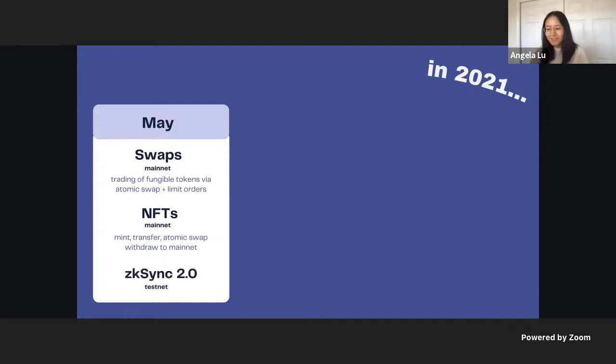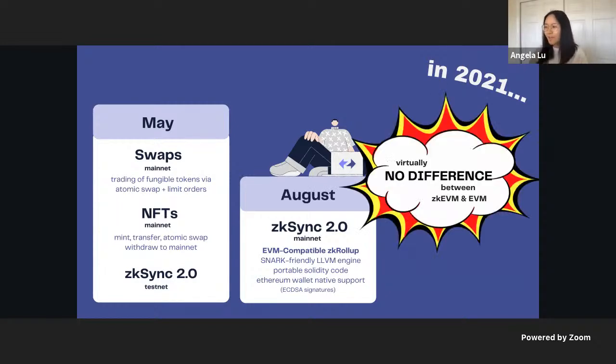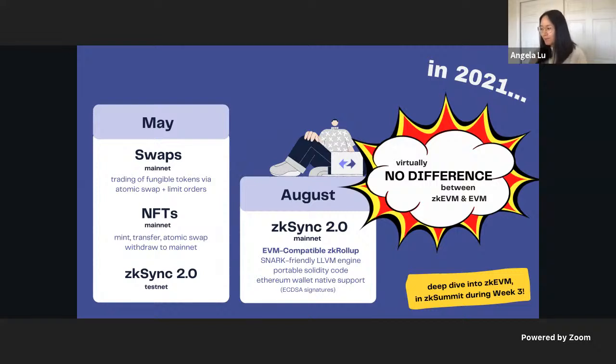And then lastly, we have the zkSync 2.0 coming to testnet in May. zkSync 2.0 is our EVM-compatible ZK rollup. We built a snark-friendly LLVM engine, so this means portable Solidity code and Ethereum wallet native support. And this will be coming to Mainnet in August. We are aiming for virtually no difference between the ZK EVM and the EVM. And if you want to know more about how we built the ZK EVM, tune in to the ZK Summit in this hackathon during week 3.